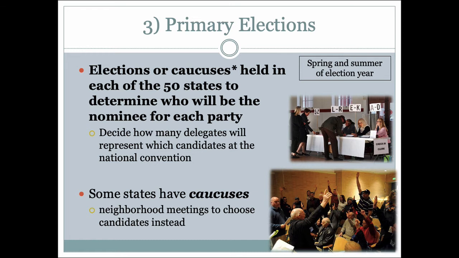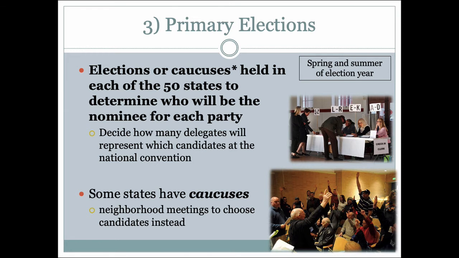These are basically neighborhood meetings where people literally get together in a schoolhouse, a school gymnasium, a church, a community center, and all the people in that neighborhood get together and hash it out. They make impassioned speeches as to who they want their candidate to be, and then at the end of it, they try to come up with one winner from that precinct.